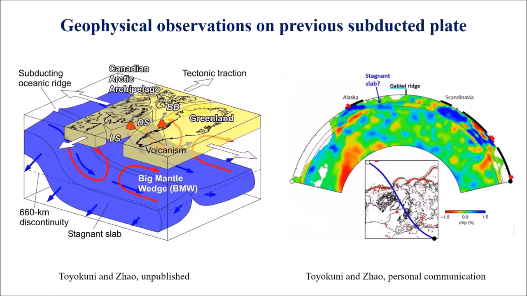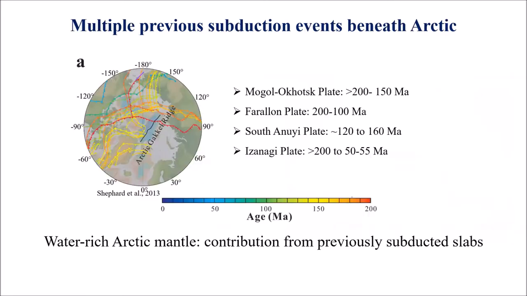And interestingly, after the release of a paper in Nature Communications last year, we heard from Genti Toyokuni and Dapeng Zhao that their new tomographic data actually found the previously subducted slab in the mantle beneath the Arctic region. Here we can see Gakkel is here. This is the slab relics over here. So this actually provides further support for our arguments. And hopefully the paper will come out soon.